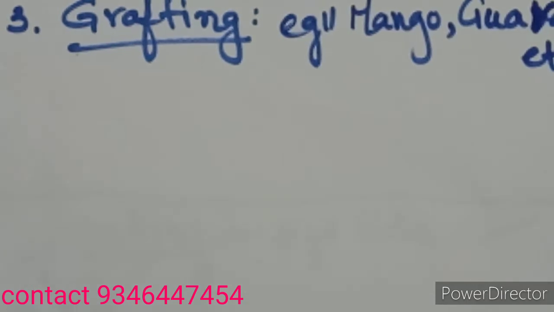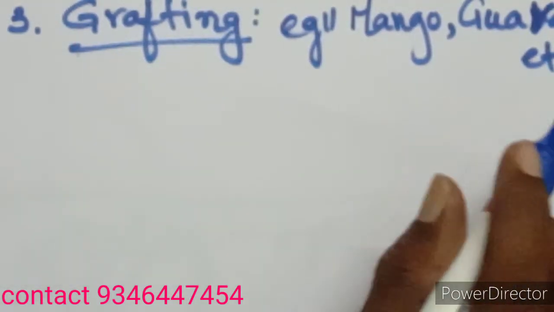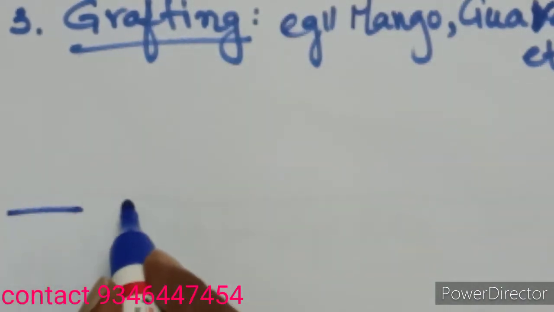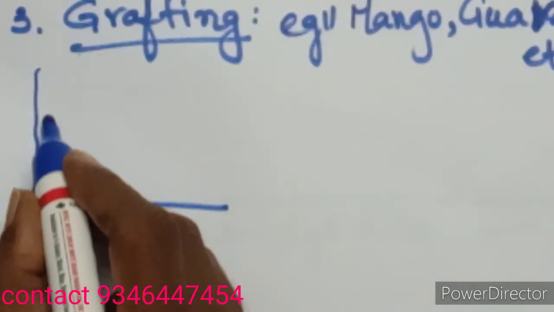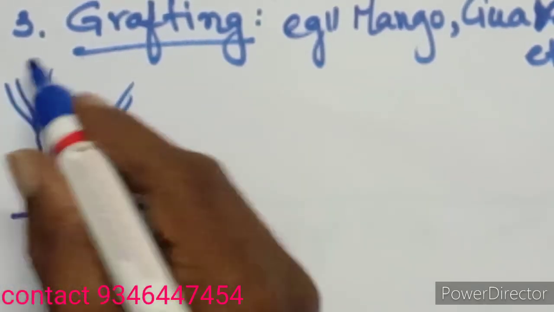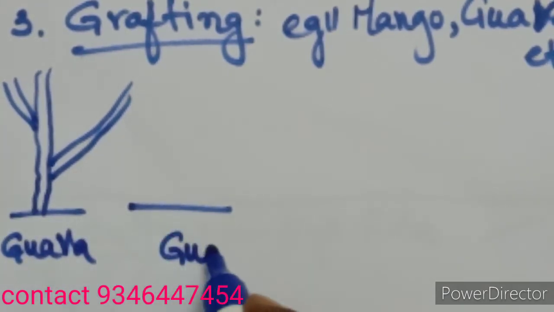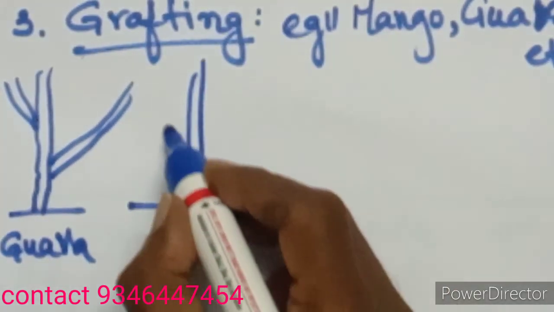Examples are mango, guava, etc. Then how? For example, we take guava plants. Suppose imagine two types of guava plants are available. A guava plant with one branch, another branch. So it is a guava plant. It is also a guava plant. So two guava plants are to be taken.